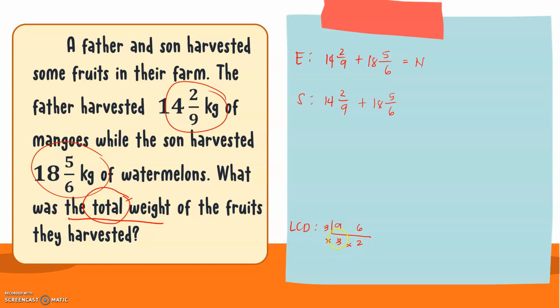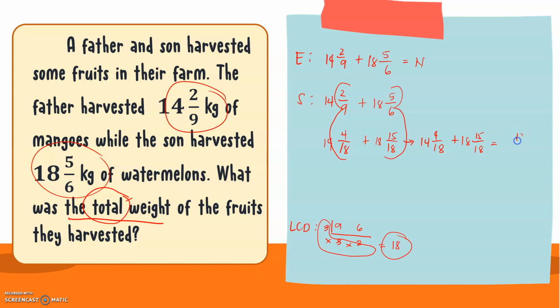dividing here and multiply these numbers. 3 times 3 is 9, times 2, that is 18. Therefore, the LCD is 18. Then let's find the new numerators. 18 divided by 9 is 2 times 2, that is 4. 18 divided by 6 is 3 times 5 is 15. Then we copy the whole numbers here. So our new fractions now are 14 and 4/18 plus 18 and 15/18.